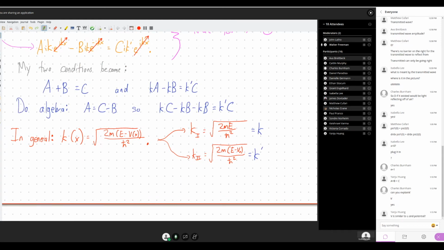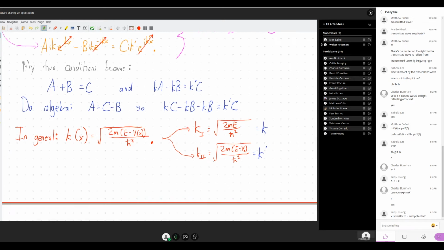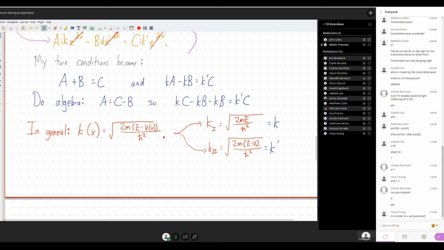Yes, Yenju, V here is similar to U and to potential. Yeah, I guess I should write U here. Technically, usually U is a potential energy, and V is a potential per unit charge. But in practice, physicists use them interchangeably.